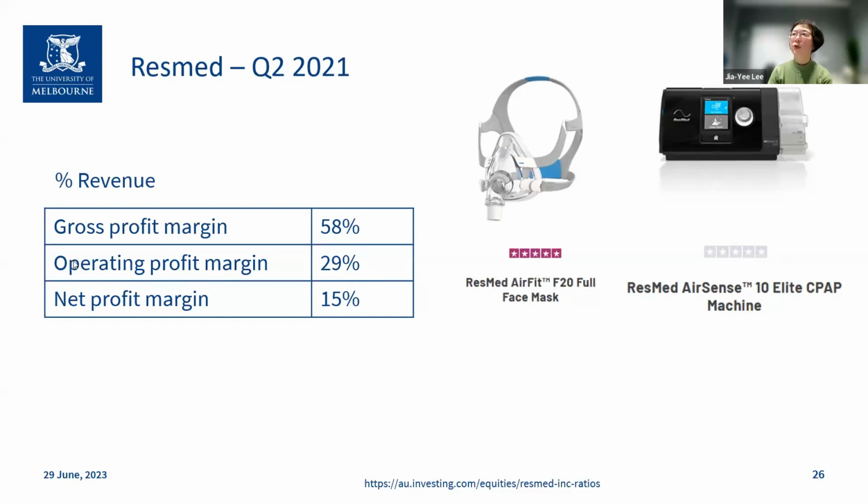And then when they included their operating profit margin, which includes their fixed costs, they ended up with a net profit margin of 15%. That's pretty healthy. What do they do when they have a net profit margin of 15%?